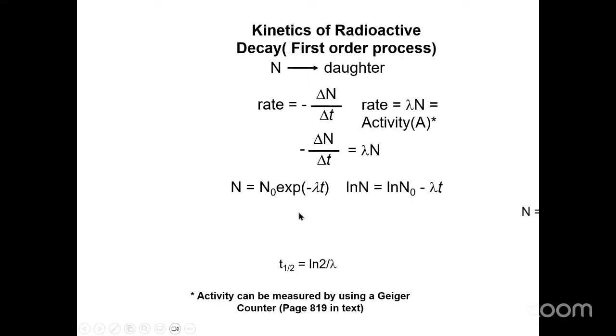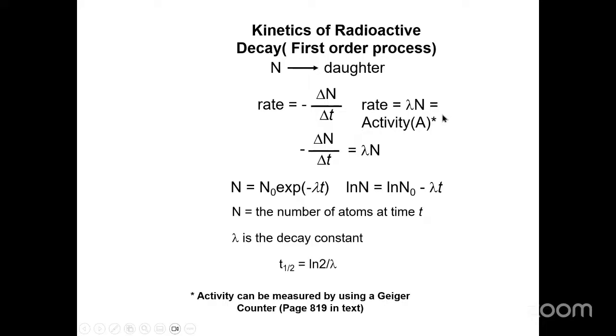N is the number of atoms or nuclei at time t, right? And lambda is what is called the decay constant, right? It's kind of similar to the rate constant that we met before when it comes to chemical kinetics, right?